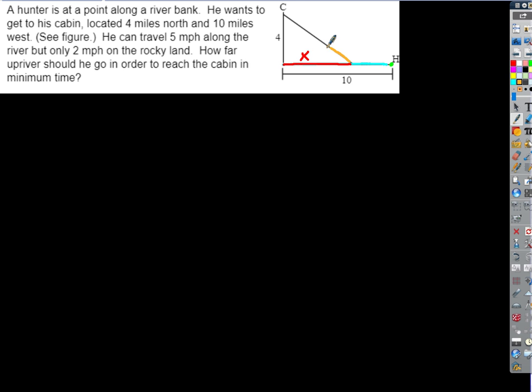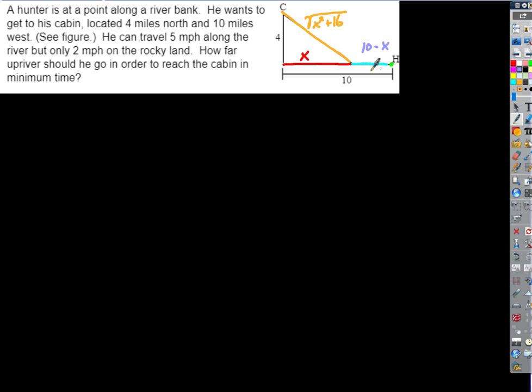The reason being, if I want to break this up into pieces, we've got the blue part where he's traveling along the river, and the orange part where he's traveling along the land. What's going to be that distance along the land by Pythagorean theorem? Square root of x squared plus 4 squared. Okay, so square root of x squared plus 16 in this case, right? And the distance he's traveling along the river? 10 minus x.